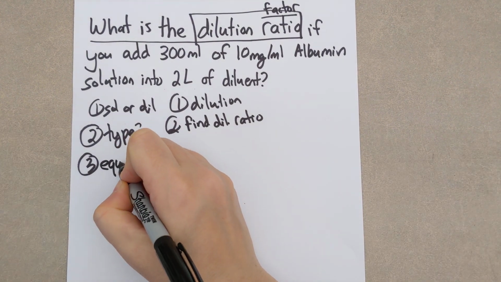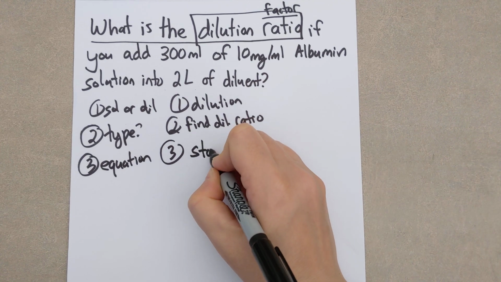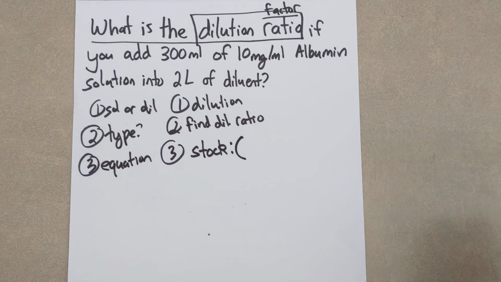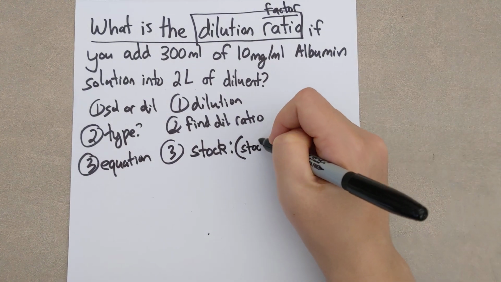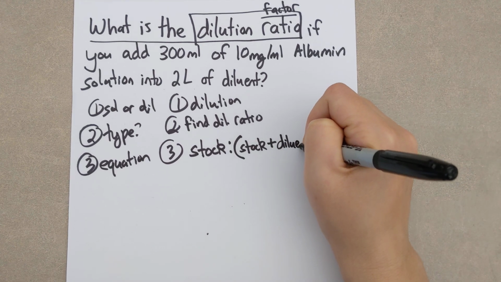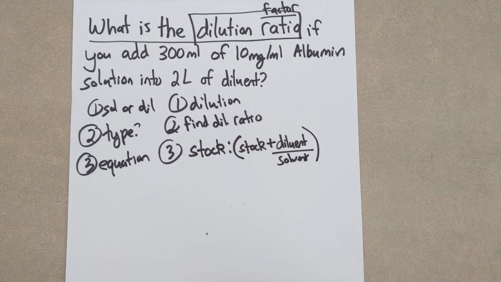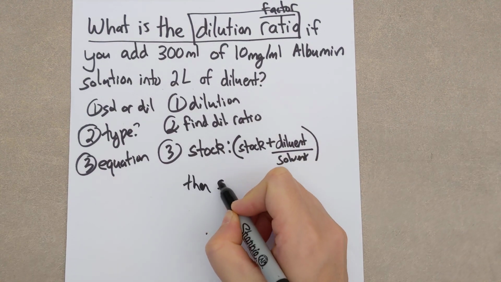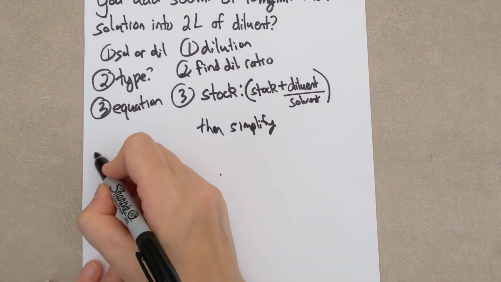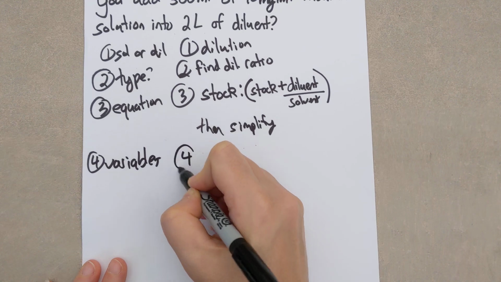So what is the equation for figuring this out? Well, you find the amount of stock in the problem, you put a ratio, you then put in that exact same number, but you add the amount of diluent. The problem may also say the amount of solvent, and then you simplify whatever you have. So let's go ahead and step 4, plug in our variables.